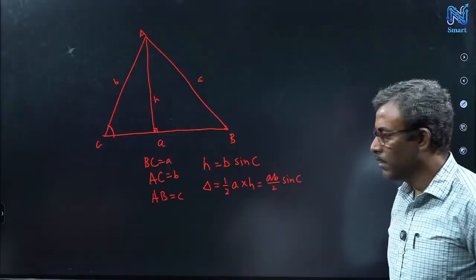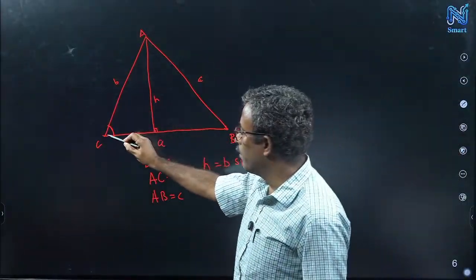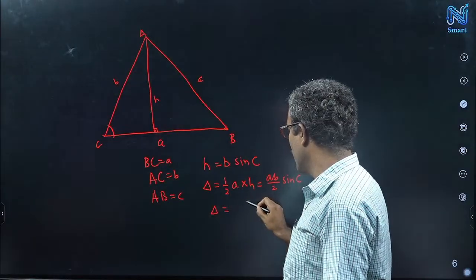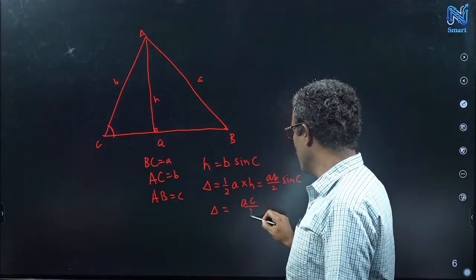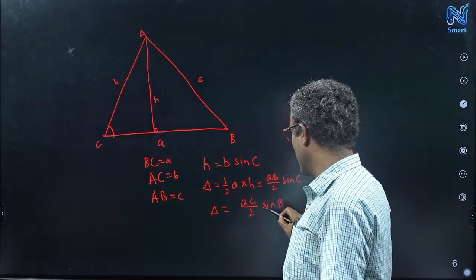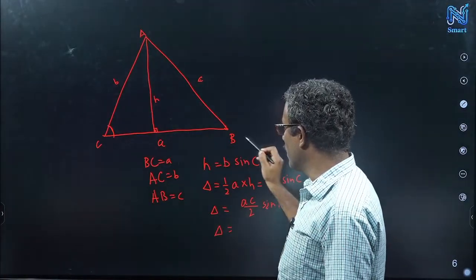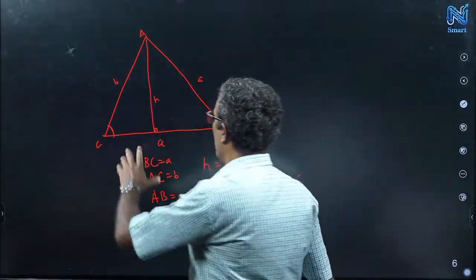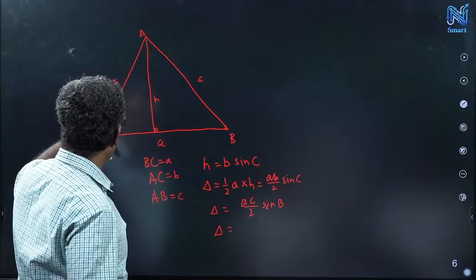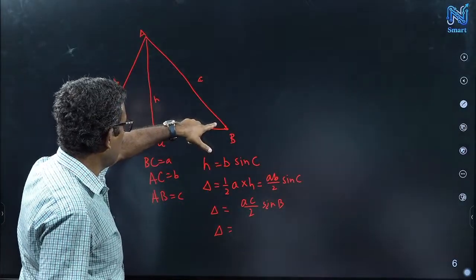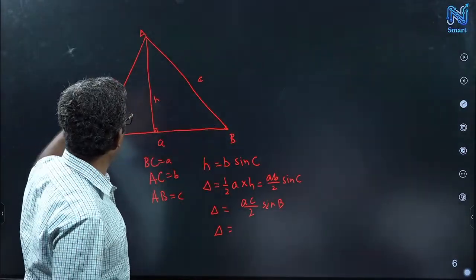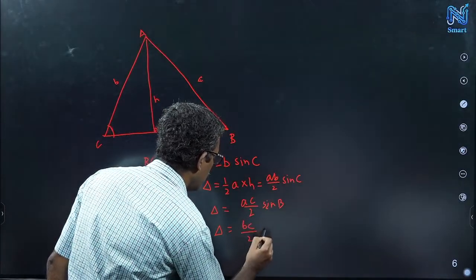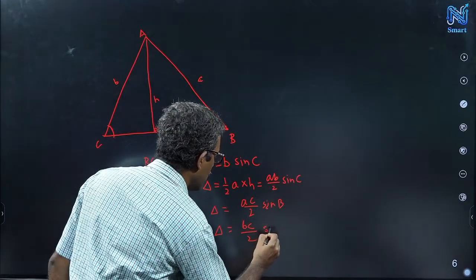Similarly, if we drop the perpendicular here from C, then what do we find? The same area will be what? ac by 2 into sin B. Since C's angle is there, it is sin C; if we take this angle, then it is sin B. And if we drop the perpendicular here, the other one, that is bc by 2 sin A.